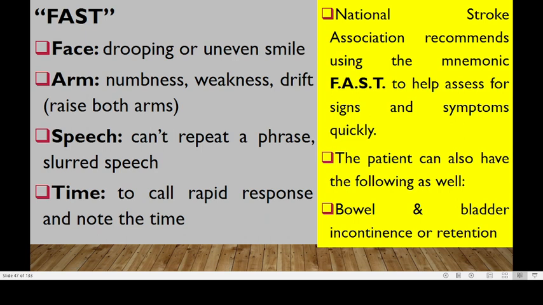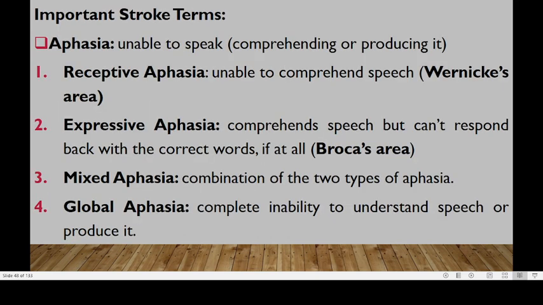arm numbness, weakness, drifting, that is raising. So you need to tell the patient to try and raise both arms. So we could see drifting. Speech, they can't repeat a phrase. They could have a slurred speech. And time is very important for you to note at what time did the symptoms start appearing for that case.